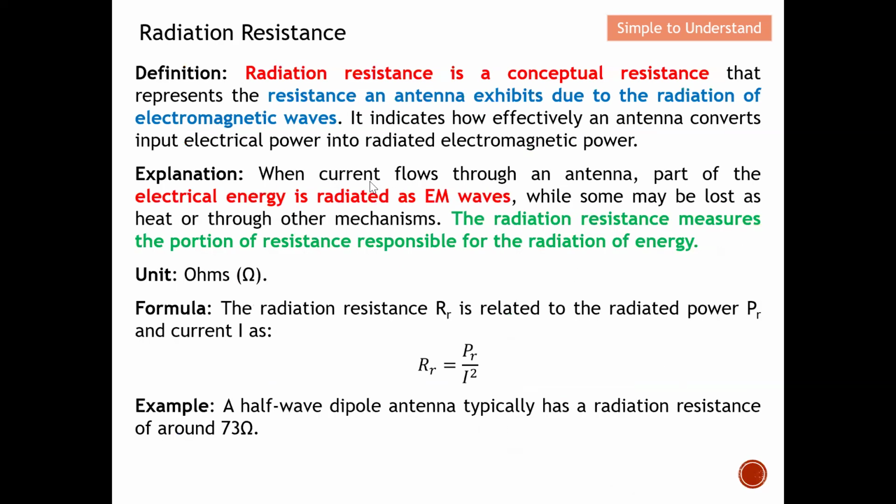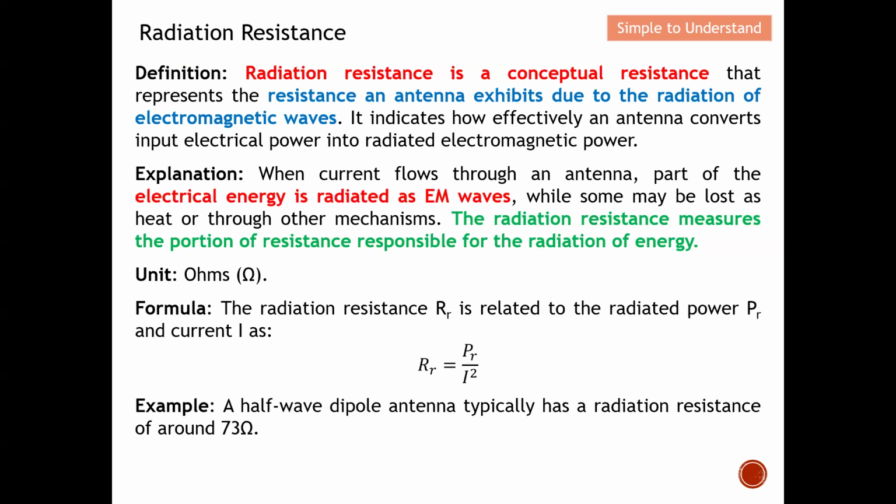Okay, let's quickly go through the three types of impedance. The first one is the radiation resistance. Coming to the definition of radiation resistance, it's basically a conceptual resistor, which means this resistor doesn't actually exist. It is a theoretical resistor, something that we imagine. Basically, it represents the resistance an antenna exhibits due to the radiation of electromagnetic waves. In short, this radiation resistor will affect the radiation of electromagnetic waves.